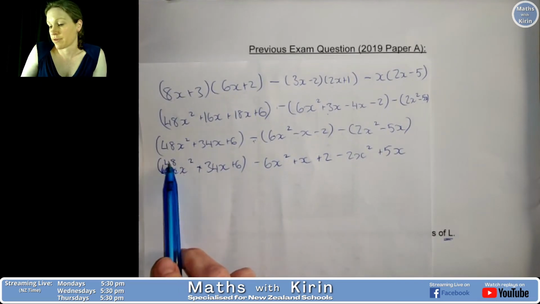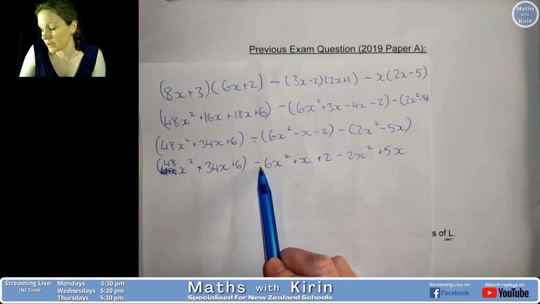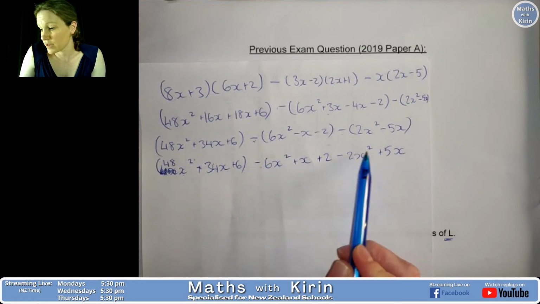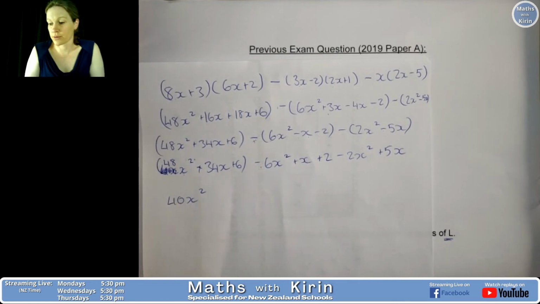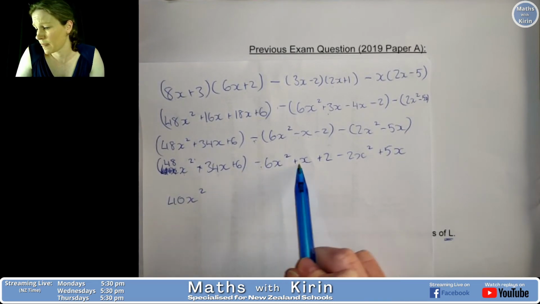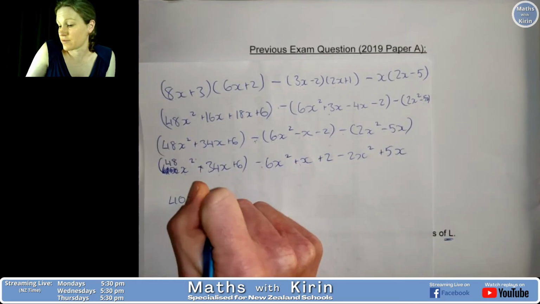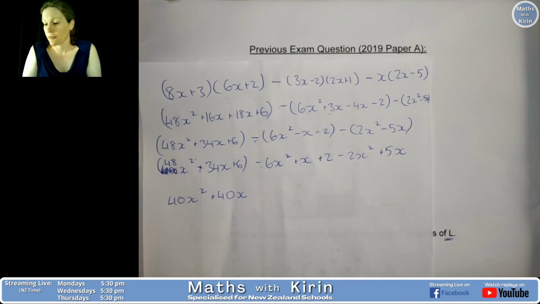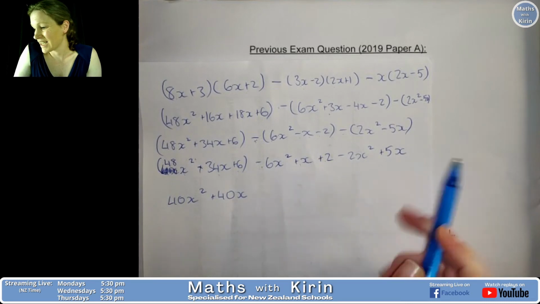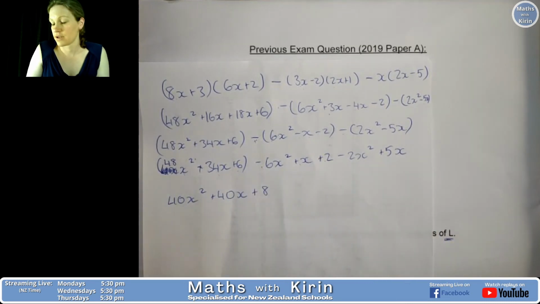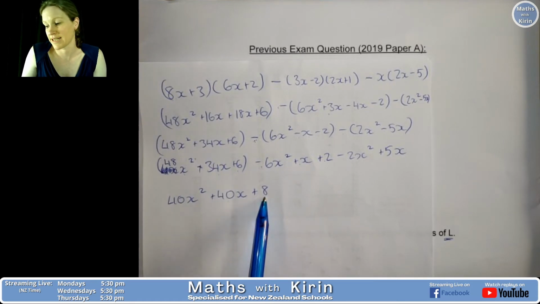So now we just want to simplify. We've got 48x squared. We want to minus 6x squared. So that would take us down to 42x squared. And then we minus another 2x squared. So that gives us 40x squared. 34x plus x will give us 35x. Plus 5x gives us 40x. 6 plus 2 is 8. And we've got no other constants. So an expression for our area is 40x squared plus 40x plus 8.